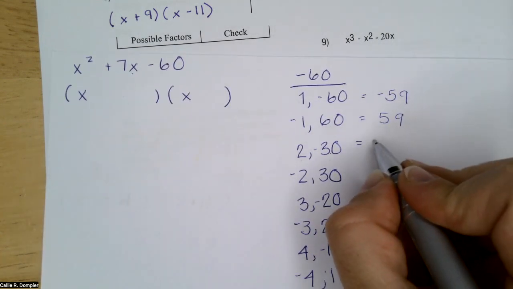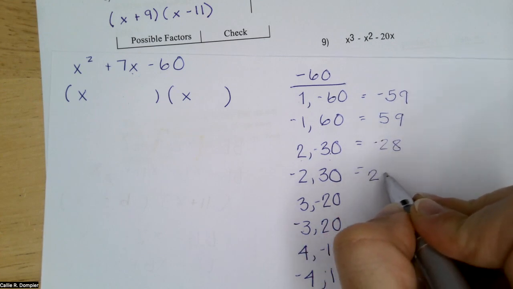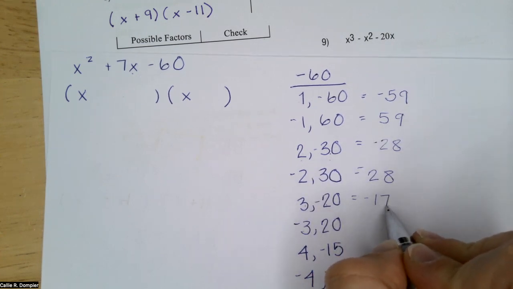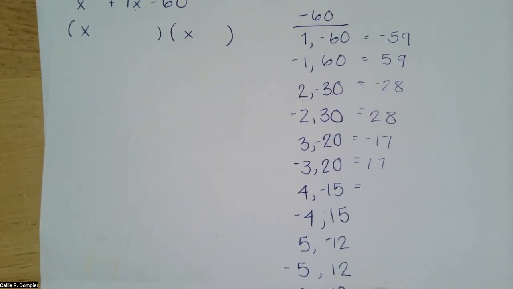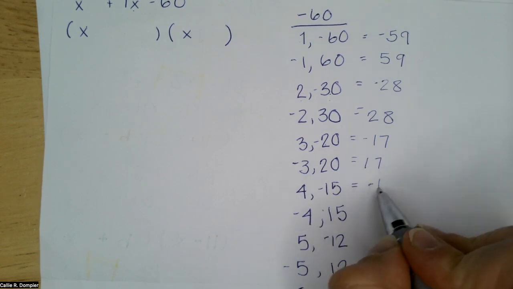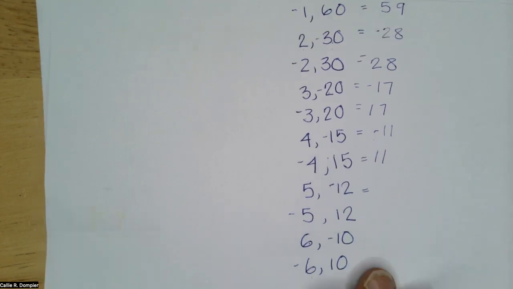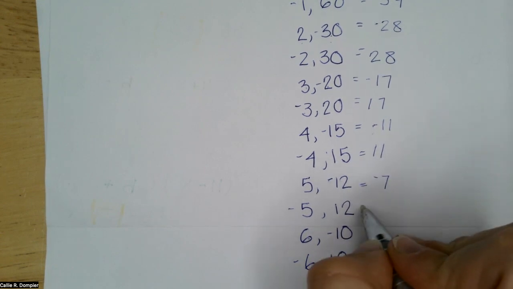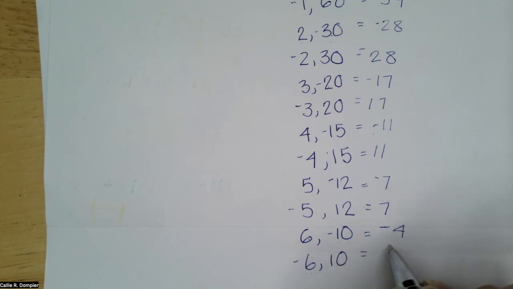So 30 times 2, negative 30 minus 2 is a negative 28, right? And then that's going to be a positive 28. Negative 20 plus 3 is a negative 17. And then those are opposite signs, so it's going to be a positive 17. Negative 15 plus 4 is a negative 11. 15 minus 4 is a positive 11. Negative 12 plus 5 is a negative 7. 12 minus 5 is a positive 7. Negative 10 plus 6 is a negative 4. And 10 minus 6 is a positive 4.